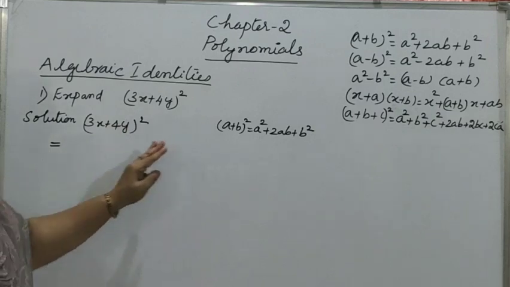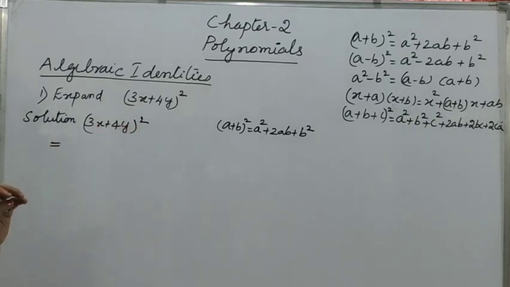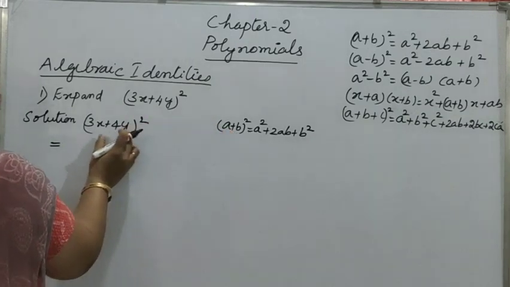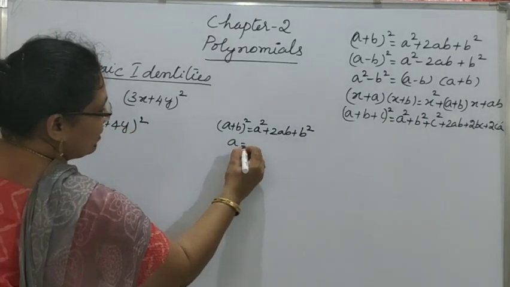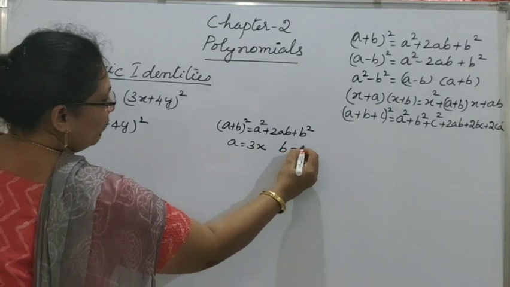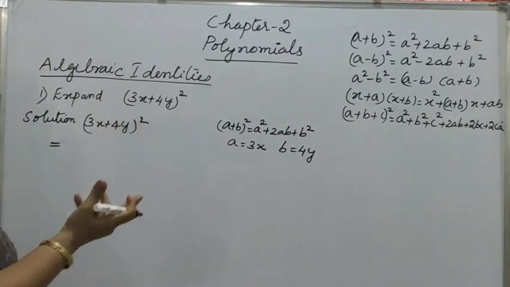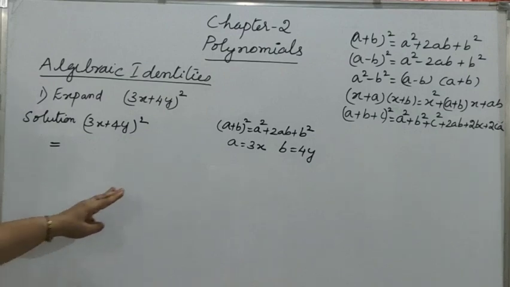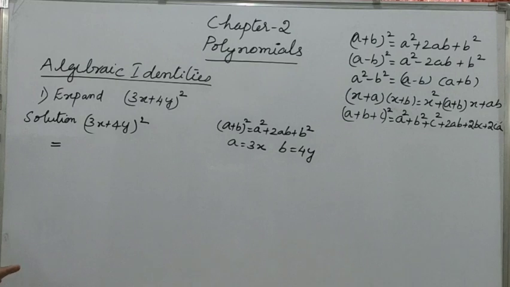Now comparing with the identity, we know that plus is there, whole square is also there. We have chosen the identity (a + b)². Now compare this identity with the given question. So in place of a, we have 3x. In place of b, we have 4y. Right? Now the sign between is plus only, so there is no problem. So 3x and 4y we got here as a and b respectively.